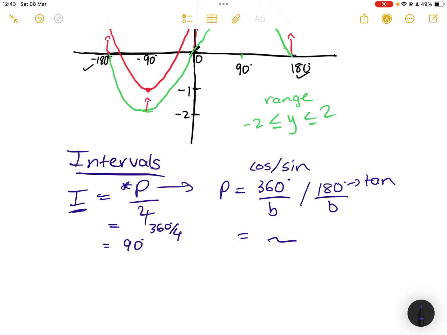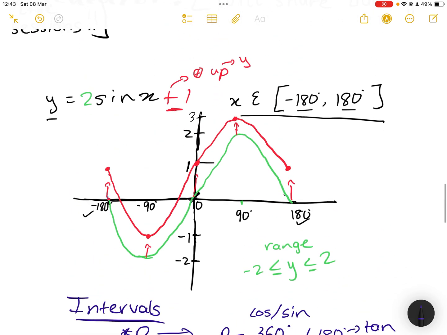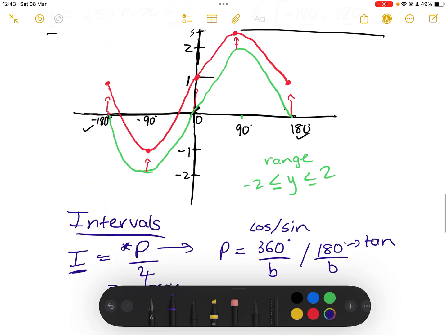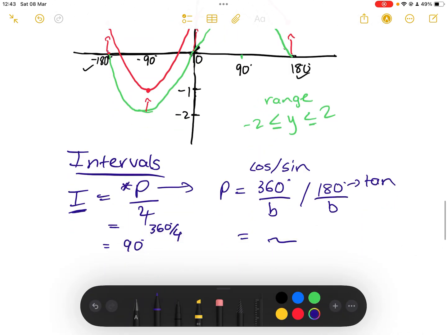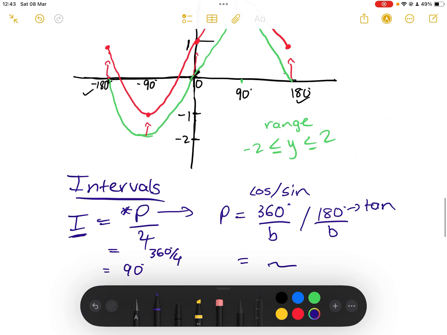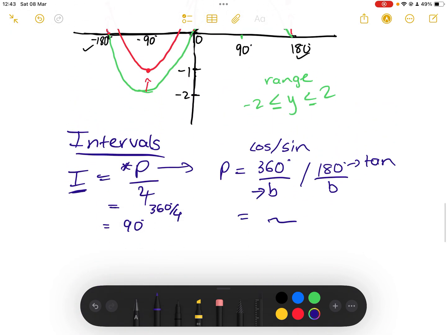But if the period was to change, what is going to change your interval? The thing that is going to change it is b. If b was to change and become 2 or something like that, it's going to first affect your period. Once it affects your period, it's going to affect your interval too. So if anything affects your period, it also affects your interval. Let's move on.